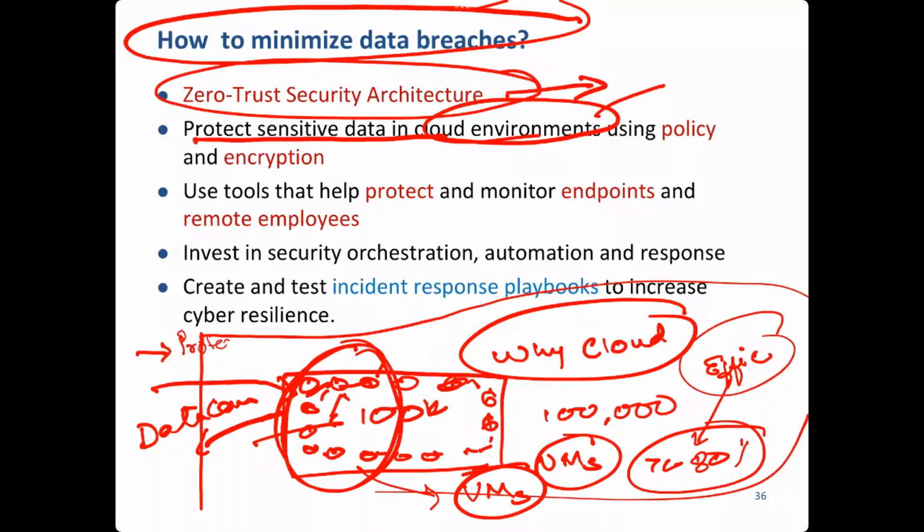Okay, all right. And of course, in cloud you should have policy and encryption. Then tools that can help monitor endpoints and remote employees. Most organizations have tools, right, to see what you are doing remotely. Whether you are using VPN or not, whether your machine has a virus or not. So nowadays your machines are all seen remotely by organizations. All right, okay.